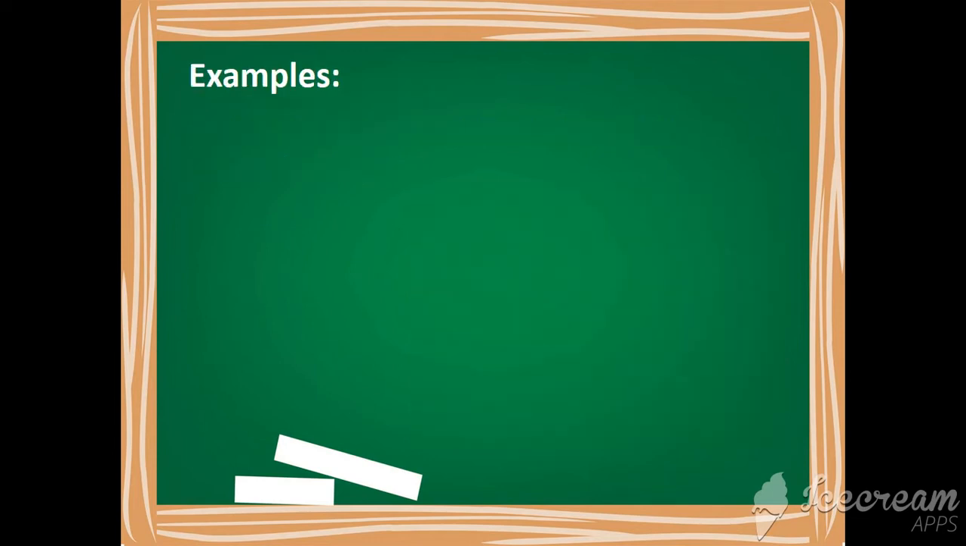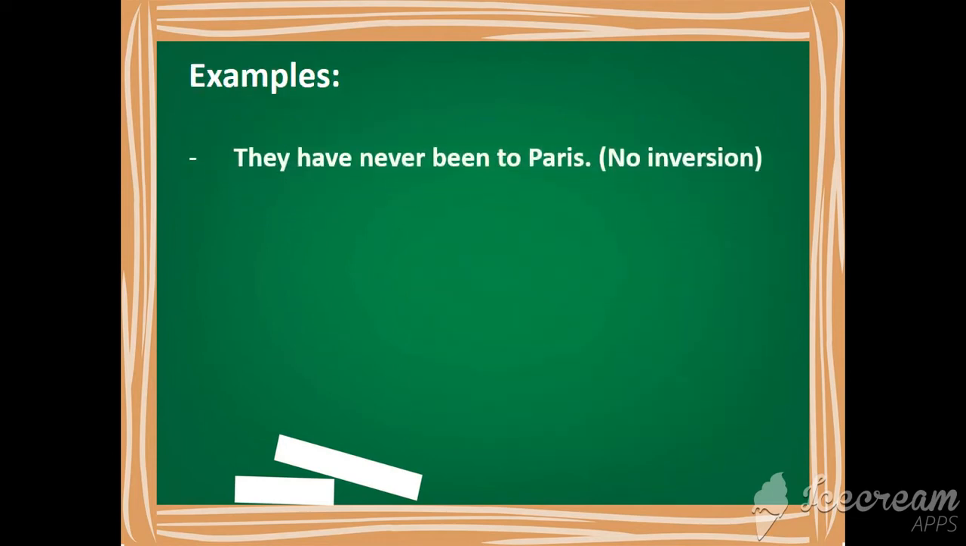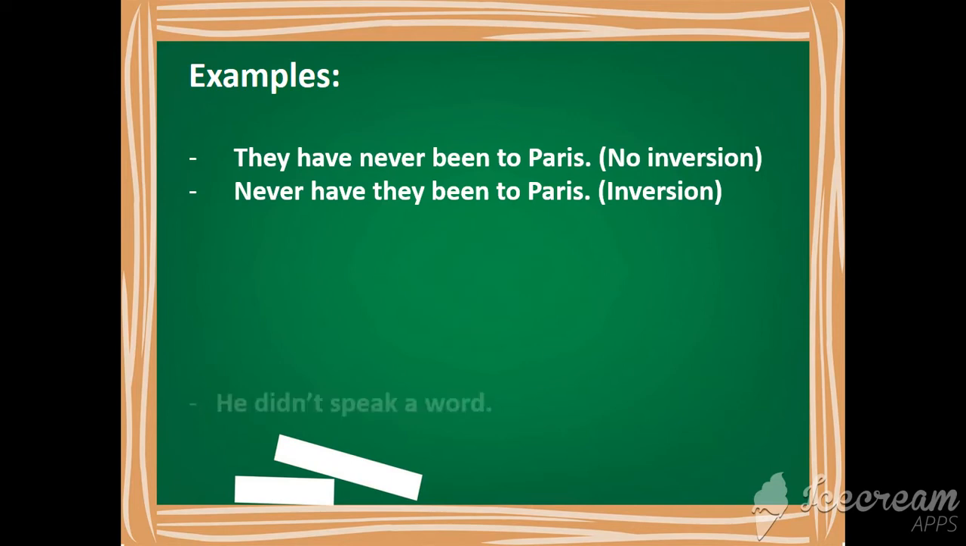Let's take some examples. They have never been to Paris. Here we don't have inversion, it's a regular sentence, it has no emphasis on anything. Never have they been to Paris. You see here we have inversion and it starts with never. The verb then comes before the subject.